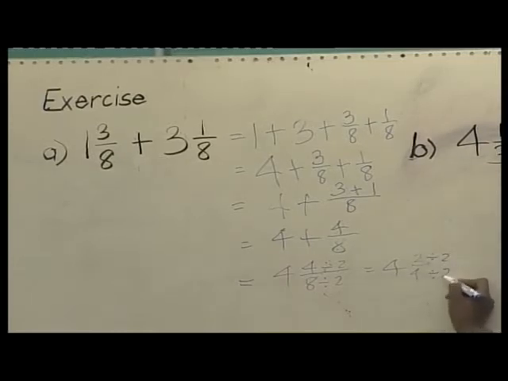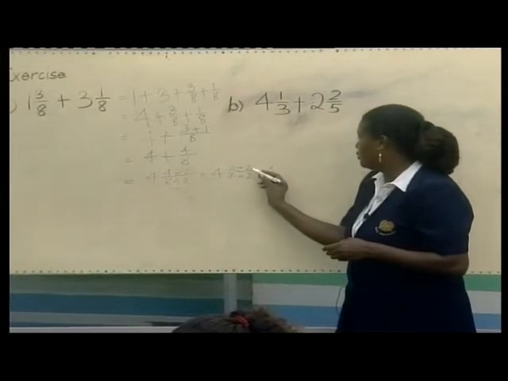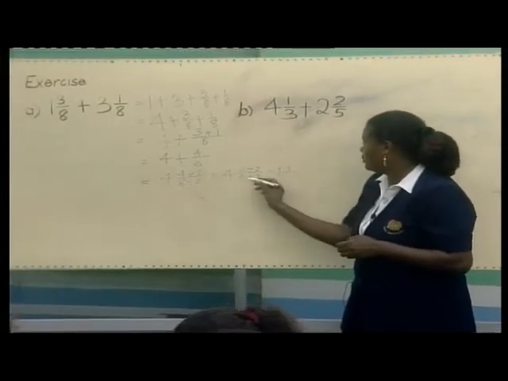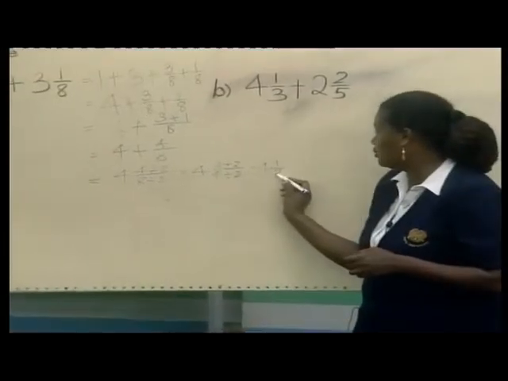4 divided by 2, so 2 into 2 will be 1, and 2 into 4 will be 2. Is it in its simplified fraction? Yes, it is in its simplified form. We cannot divide further. All right? Thank you very much.